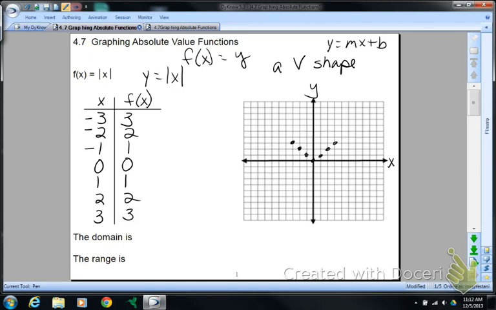And here is a V. So we are going to make a V. The point where they cross, where they change direction, is this point right here, which is called the vertex. And the vertex is the ordered pair 0, 0. That's called the vertex.